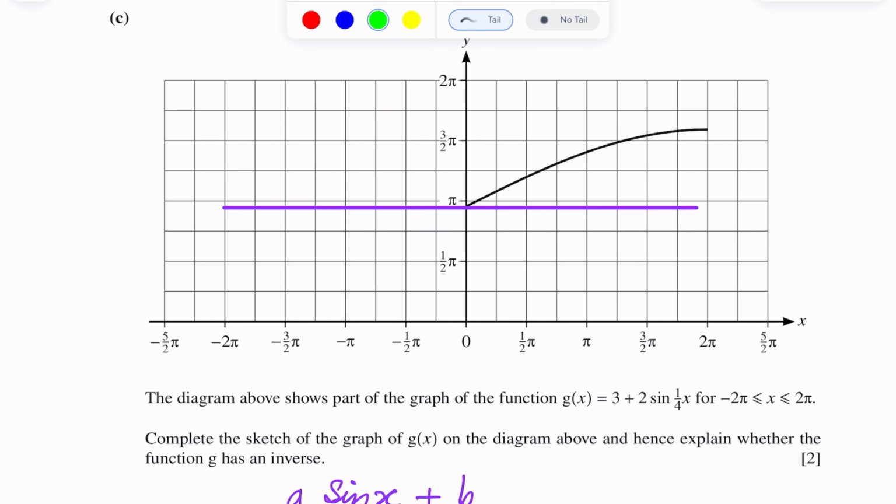Now the other part of the graph from 0 to minus 2 pi is of the same form. This is the graph of the second half of this graph.